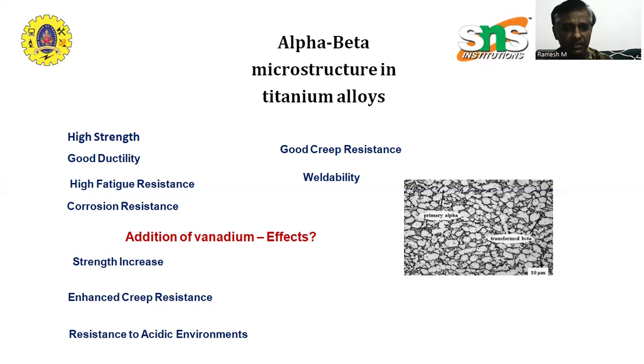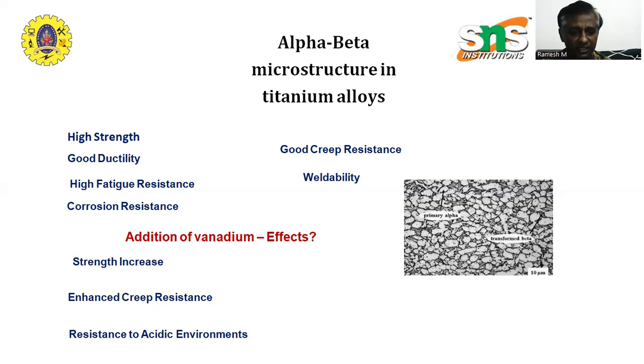First, what is the significance of alpha beta microstructure in titanium alloys? Alpha beta microstructure in titanium alloys is significant because it provides a unique combination of properties, including high strength, good ductility, high fatigue resistance, good creep resistance, corrosion resistance, and weldability.